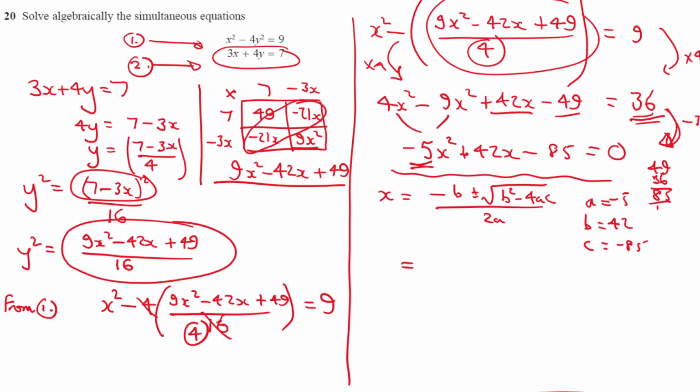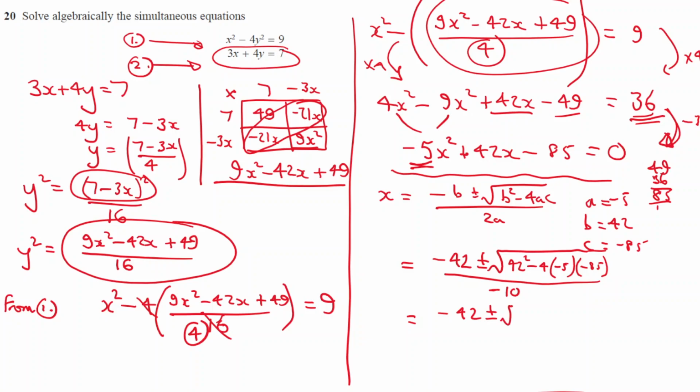So the negative of b means the negative of 42, negative 42, plus or minus the square root of b squared, that's 42 squared, minus 4 lots of a, so that's 4 lots of negative 5. And I like to keep the 4, the a and the c separate so I don't make an arithmetic mistake. 4ac, so the c is negative 85 all over 2 times a. Well, 2 lots of negative 5 is negative 10. I'm okay mentally to do that. So that gives us negative 42 plus or minus.